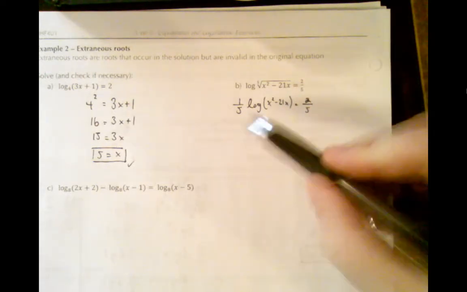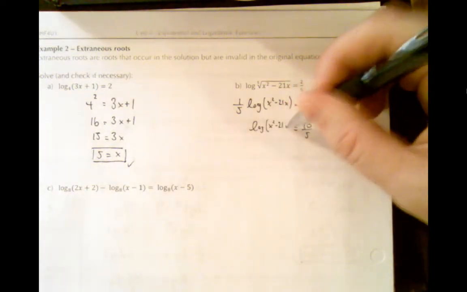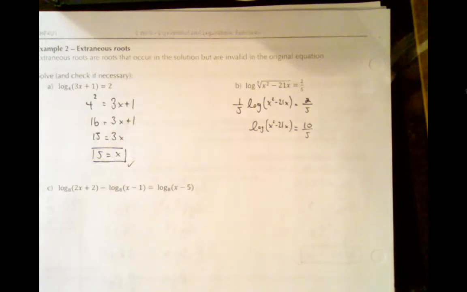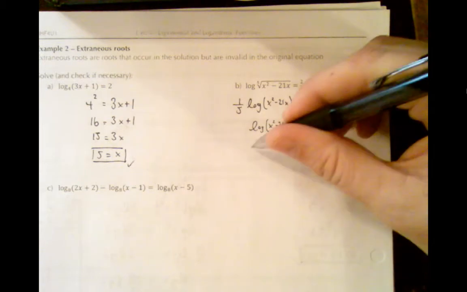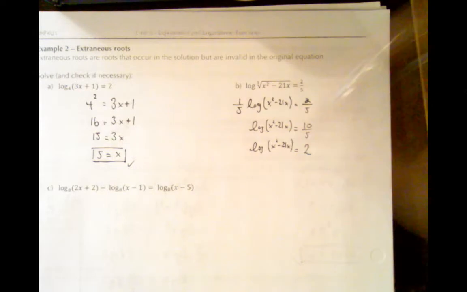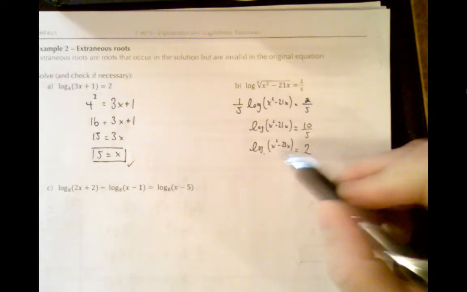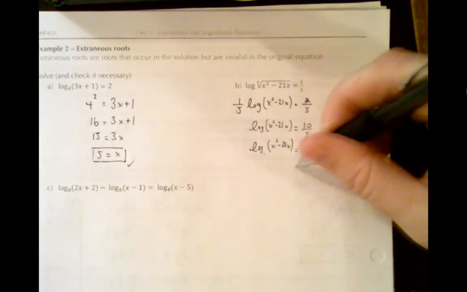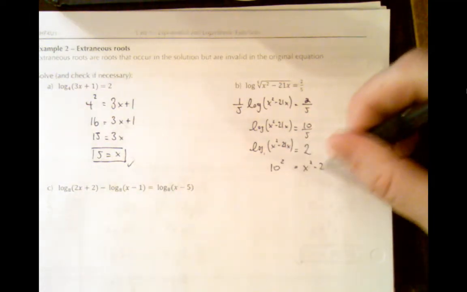So if we divide both sides by a 5th, we get 10 over 5 on the right side, and the log of x squared minus 21x on the left side. 10 divided by 5 is 2. And we've got the log of x squared minus 21x. And now we can rewrite this as a power. The base is 10, so we'd have 10 to the exponent 2 equals x squared minus 21x.